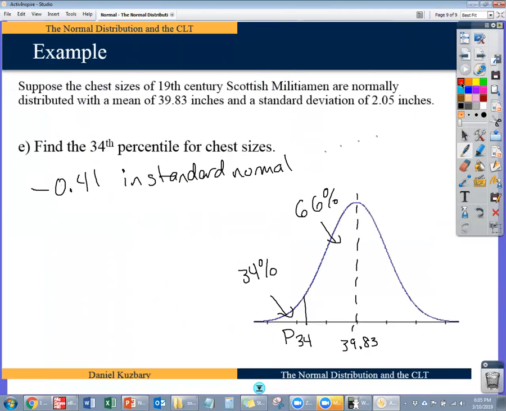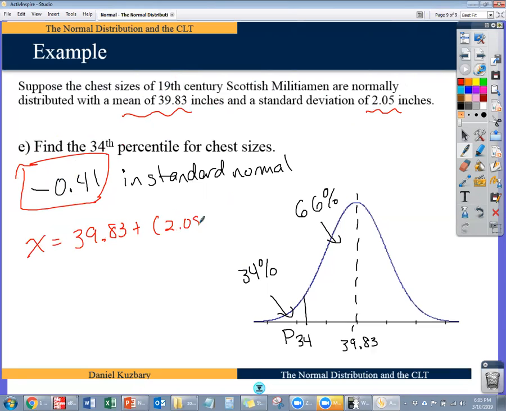Let me change these colors up. So now I've got to convert this number to a normal with the mean of 39.83 and the standard deviation of 2.05. So I'll use that formula I showed you on the last slide. X is equal to 39.83 plus 2.05 times negative 0.41.